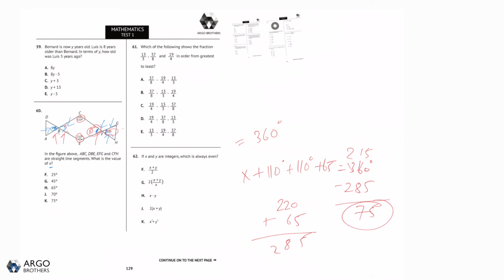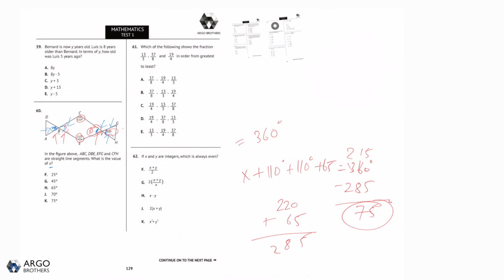This is a four-sided figure, and that means that the sum of all the interior angles should equal 360 degrees. So we can set up a simple equation: X plus 110 degrees plus 110 degrees plus 65 degrees should give us 360 degrees. If we add that all up, 110 plus 110 is 220, plus 65 is 285, and then I can subtract 360 minus 285, and I'll get 75 degrees.